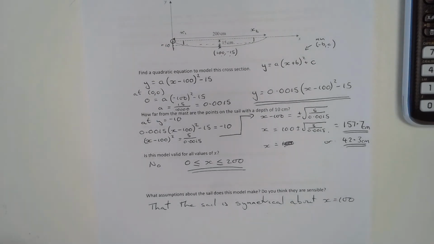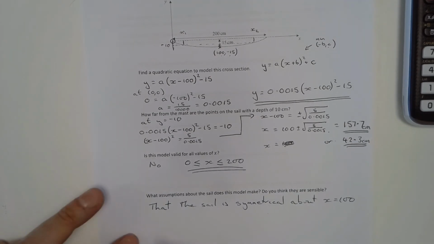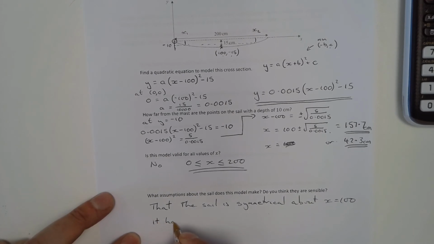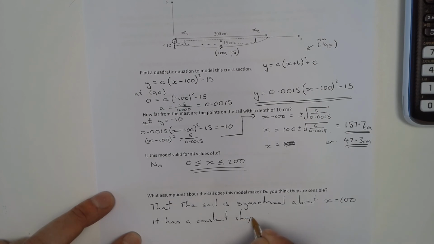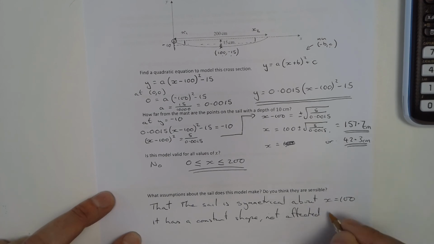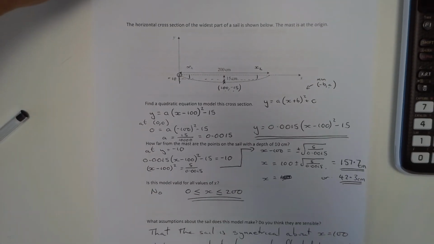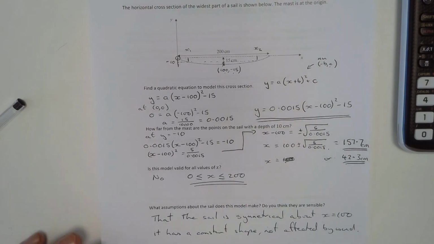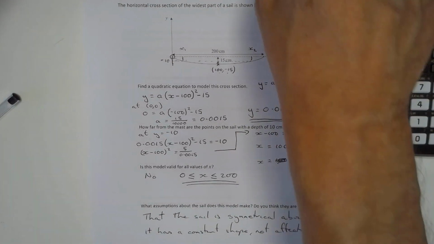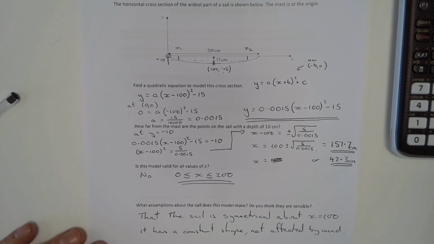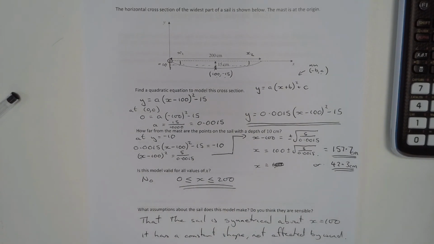It'll be affected by wind. The model assumes it has a constant shape, not affected by wind, which would be a rather strange thing to happen for a sail. So I think they are not sensible assumptions, and we might need to refine the model if we wanted it to be really accurate. Okay.